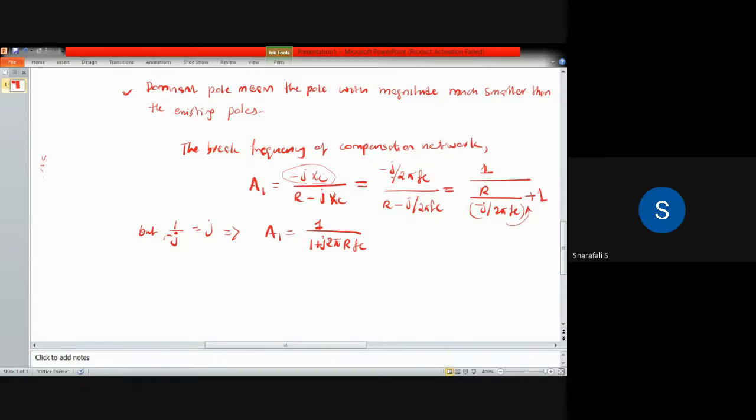You can take this into the denominator, this and this one will be cancelled, and that will become plus 1, and then you will have R by minus j. So that's how the term is done, and you have this as your compensation network gain.